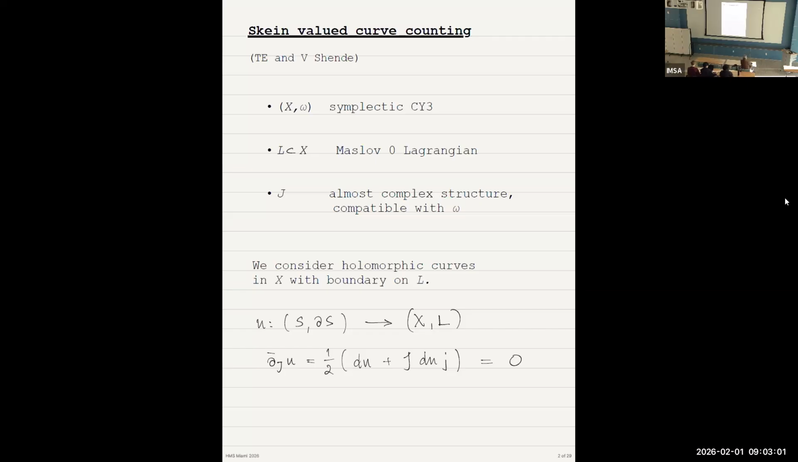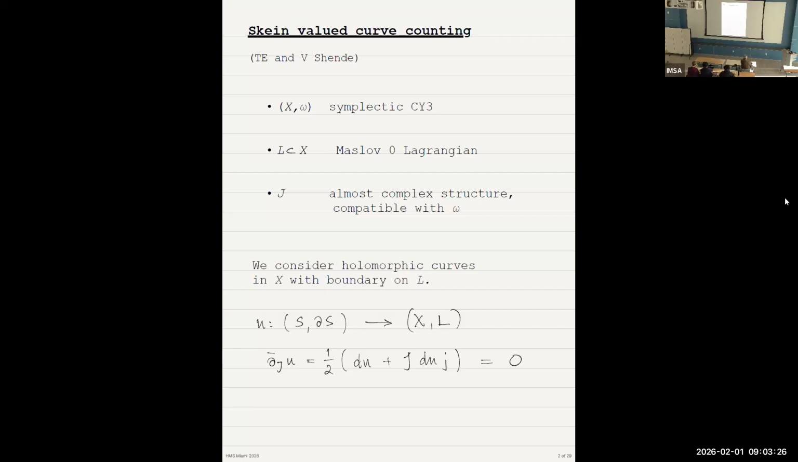And then we have a Maslov zero Lagrangian, and we'll consider both compact Lagrangians and these non-compact Lagrangians that we've seen in the conference that have some kind of cylindrical end. So they end on some Lagrangian at infinity if X has some boundary. And of course, we need some almost complex structure that's compatible with this omega.